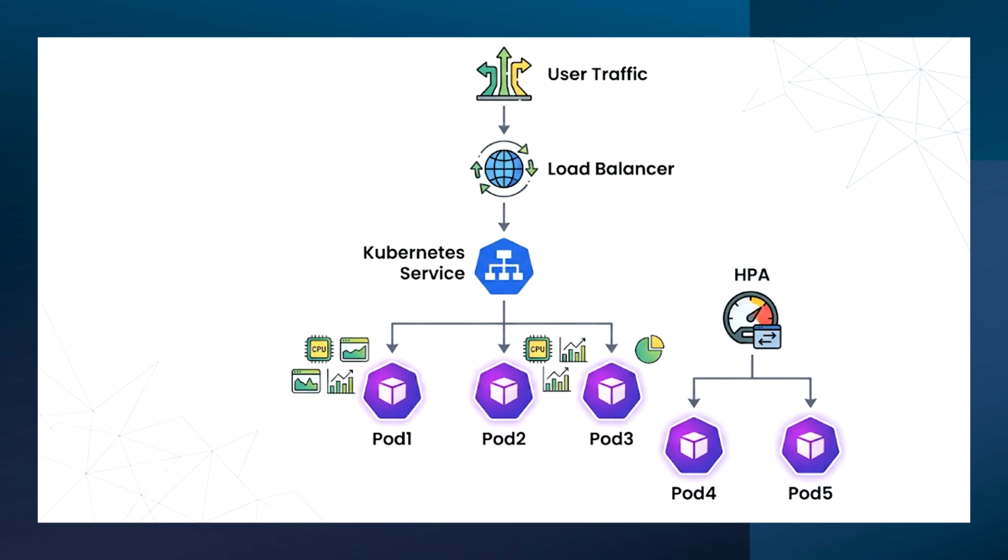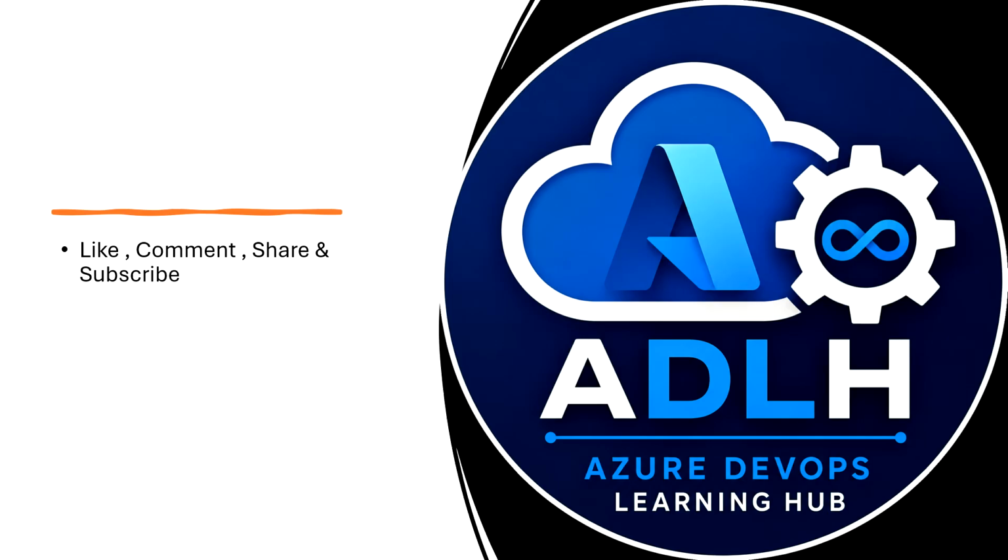This is how the process flows. There is user traffic. It goes through the load balancer. Then it goes to the Kubernetes service, from where it goes through the pods, like pod 1 which has particular containers, pod 2, pod 3. And then we have the horizontal pod autoscalers which are used for scaling purposes. For example, pod 4 and pod 5 have been scaled using the horizontal pod autoscaler. This is how you can explain this question.